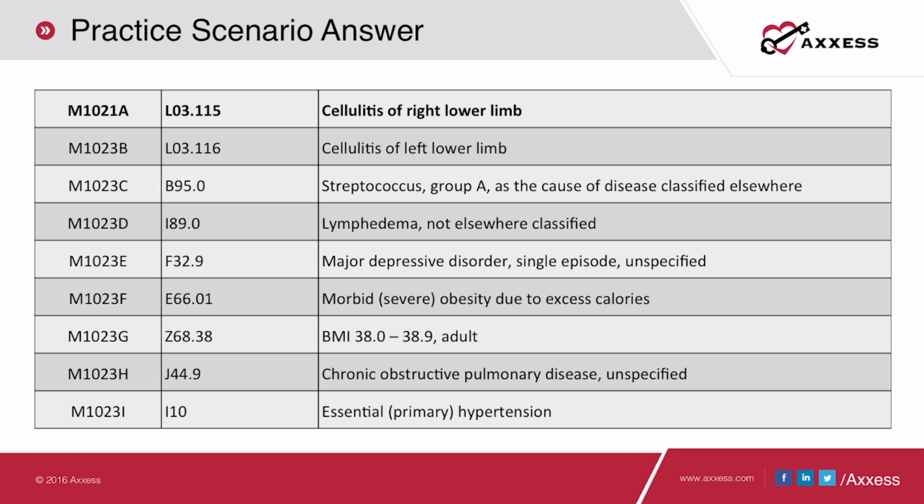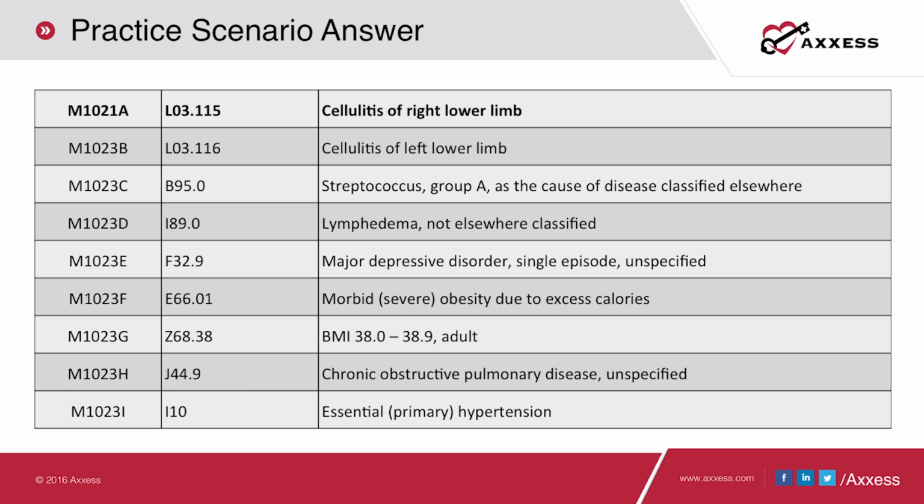So in this case, you have cellulitis of both legs, and there is no bilateral code, so we're going to code both. Whichever is worse would go first. In this case, we have L03.115 for cellulitis of right lower limb, followed by L03.116 for cellulitis of left lower limb.